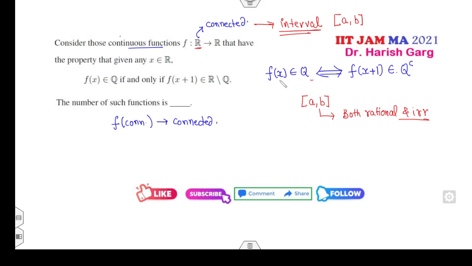So what does it mean? If f of x is in Q if and only if f is not in the Q complement, that is wrong, because in this interval there exist c and d. c belongs to Q and d belongs to the Q complement, but that is not possible. That means there is no such function. So how many such functions? 0 is the right answer.